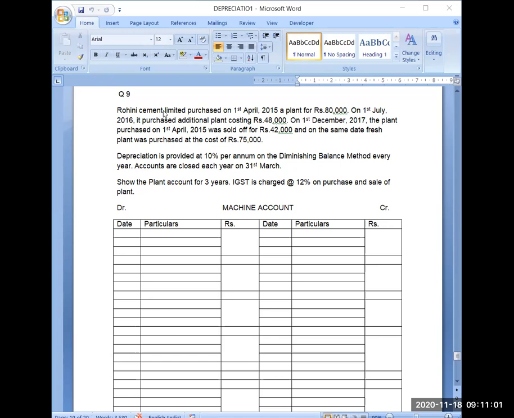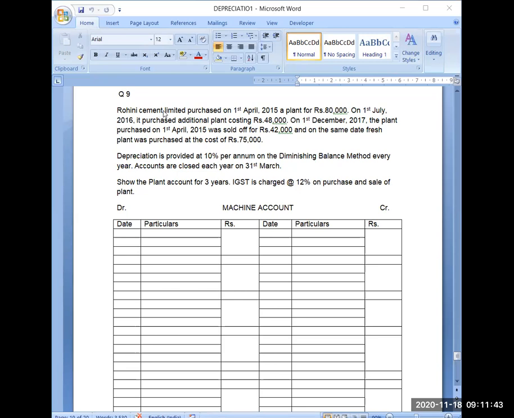The question says Rohini Cement Limited purchased on 1st April 2015 a plant for rupees 80,000. On 1st July 2016, it purchased additional plant costing rupees 48,000. On 1st December 2017, the plant purchased on 1st April 15 was sold off for rupees 42,000. And on the same date, a fresh plant was purchased at the cost of rupees 75,000. So various purchases and sales of plant and machinery have been given.